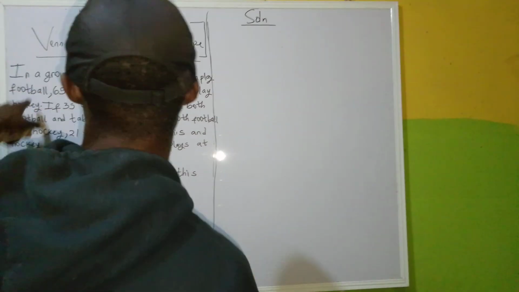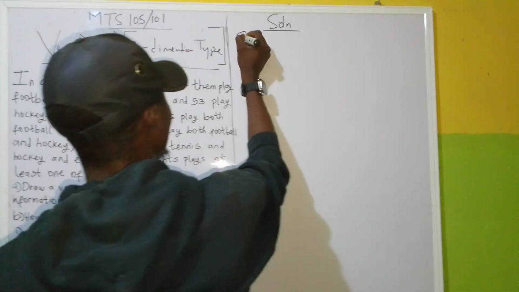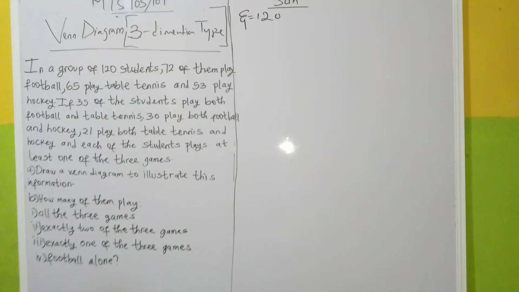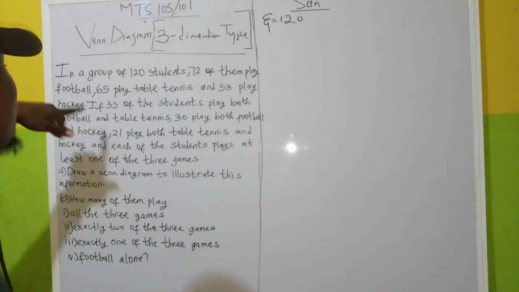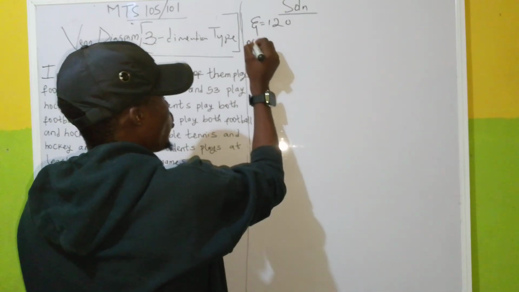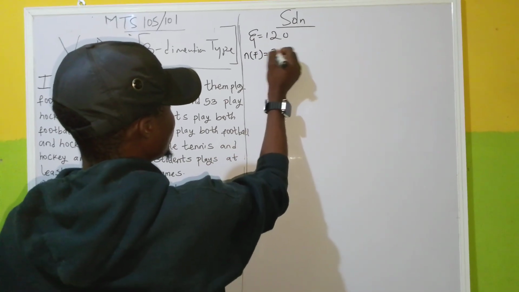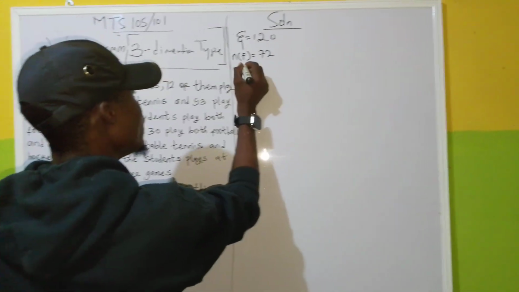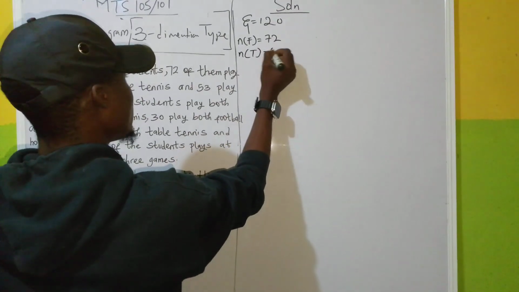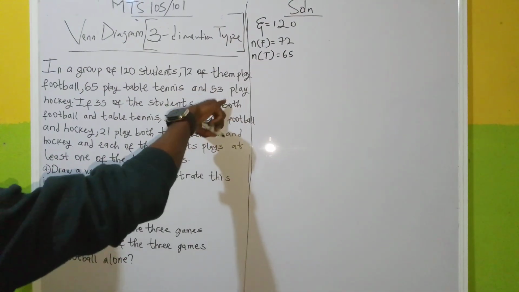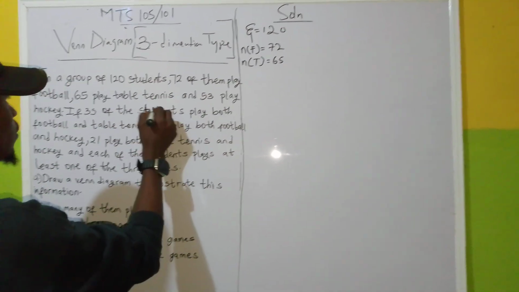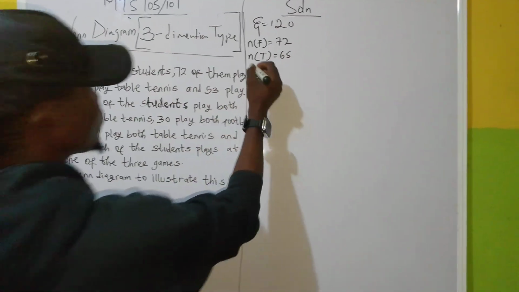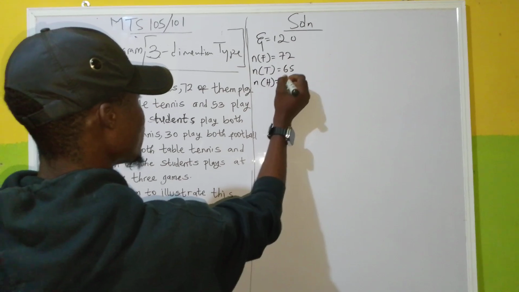Alright. So in a group of 120 students, our universal set is 120. 72 of them play football. Number of football is 72. 65 play table tennis. Table tennis, let it be T. That's 65. And 53 play hockey. Number of hockey is 53.